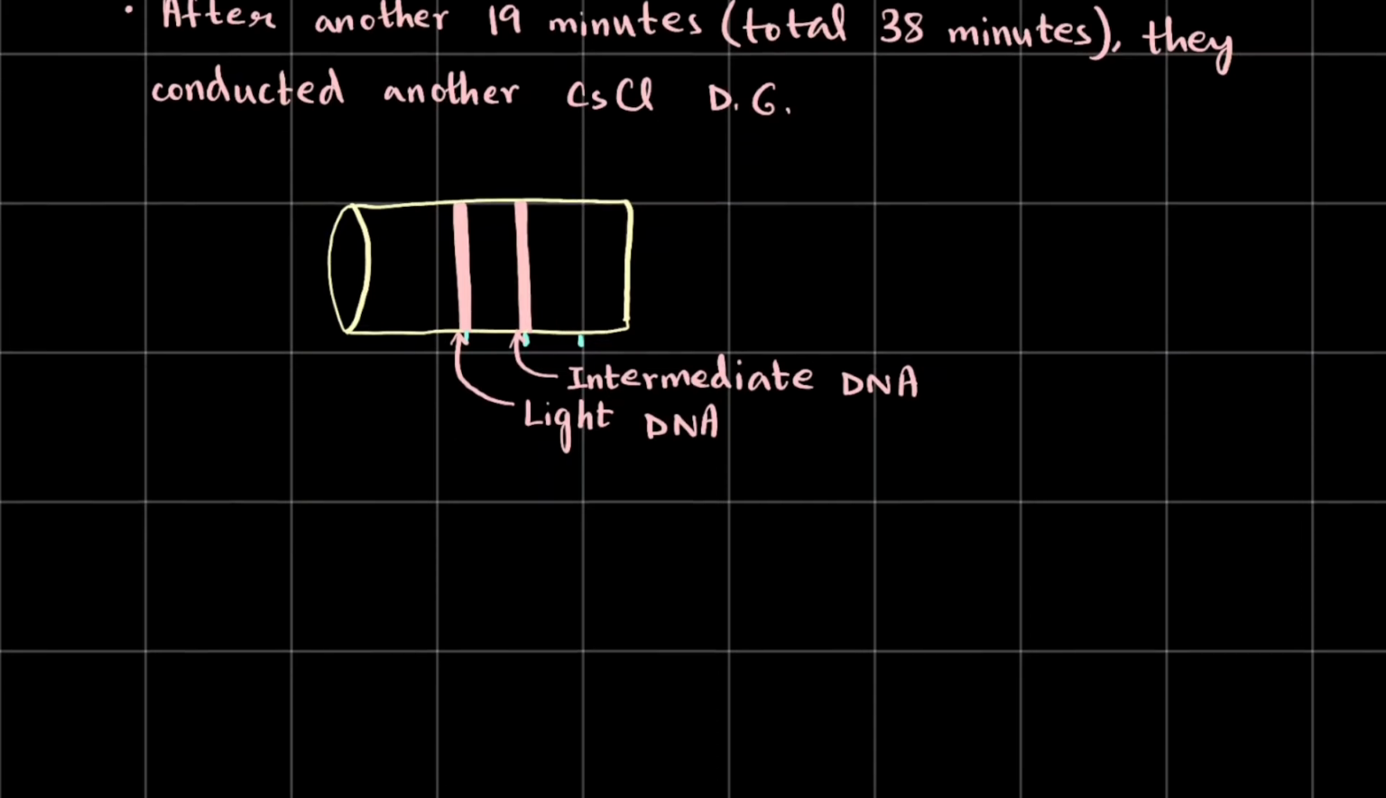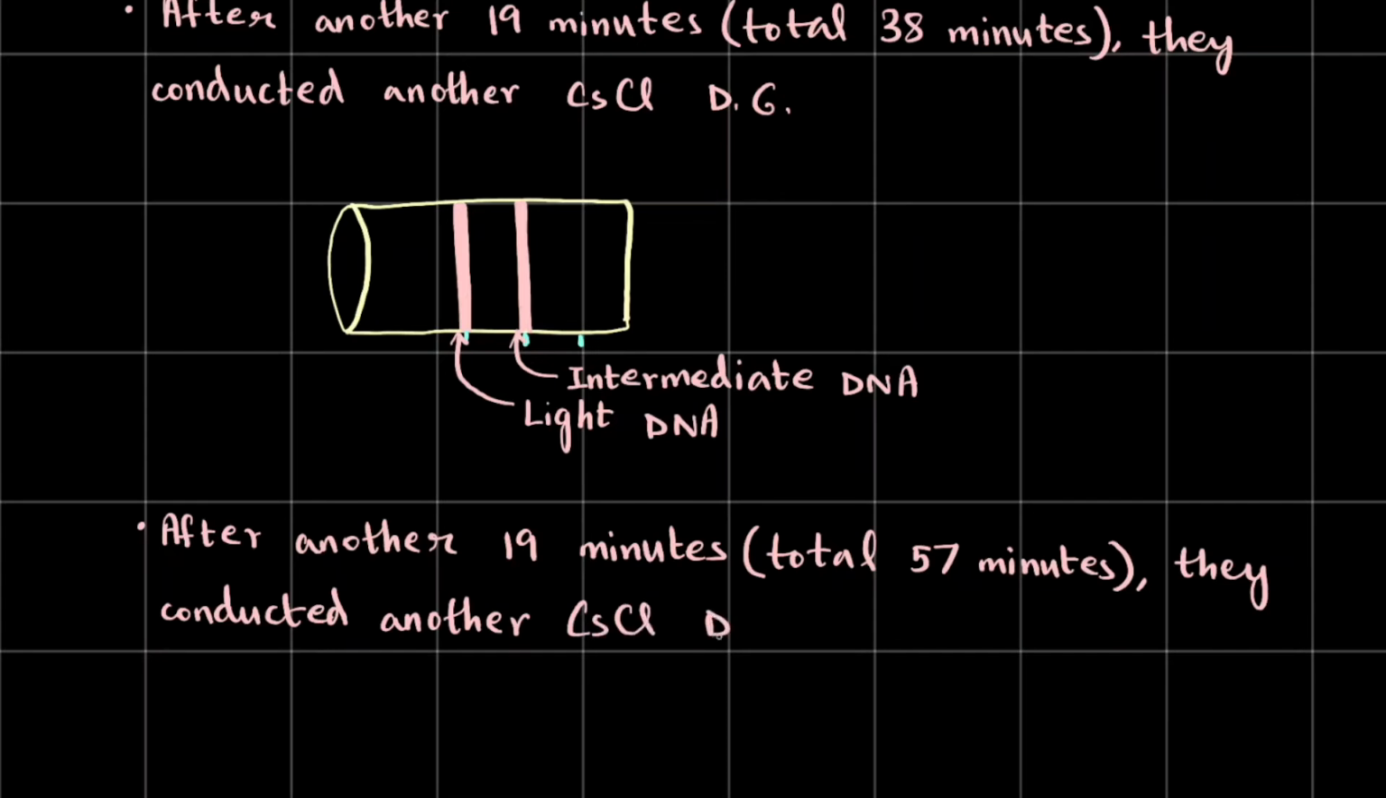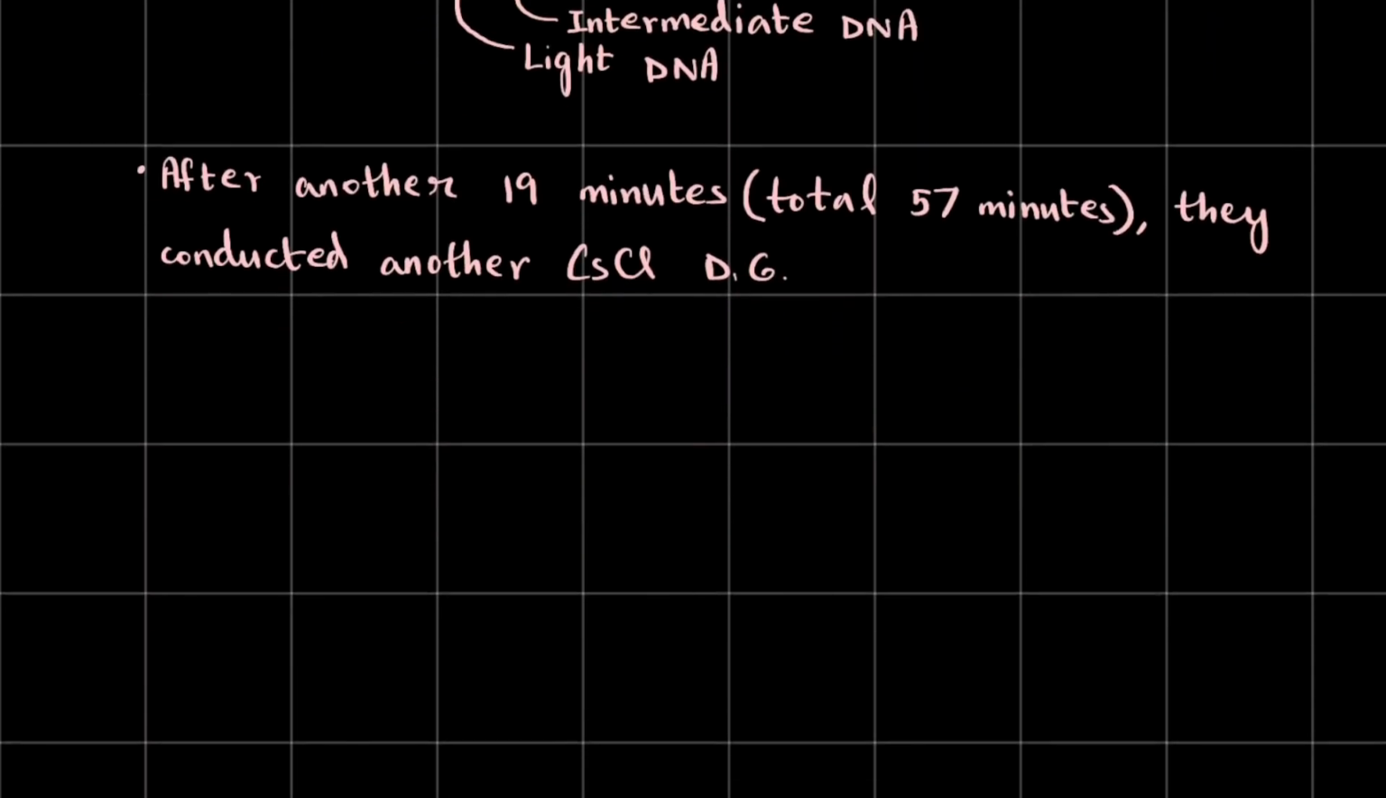Okay, after another 19 minutes, that is a total of 57 minutes, they conducted another CsCl density gradient, right? So now what did they see?